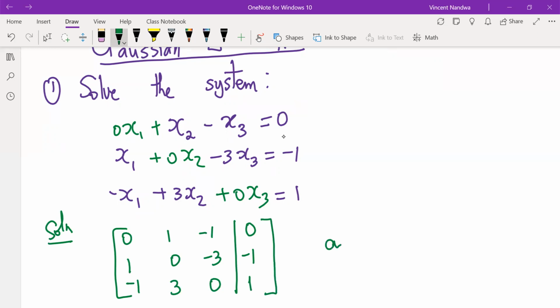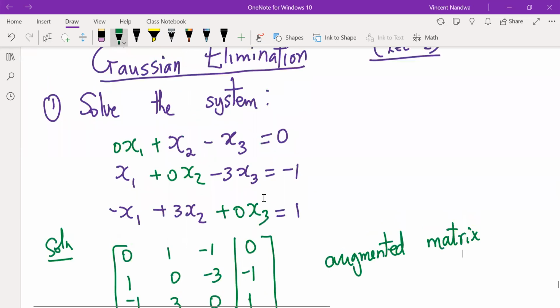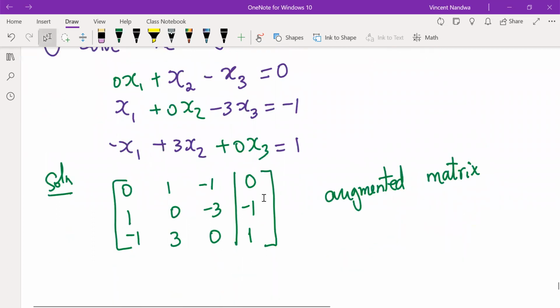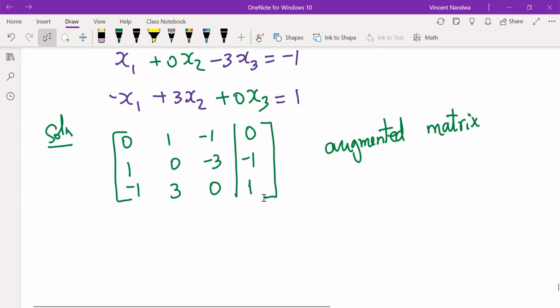This is what we call the augmented matrix. Now, we need to convert this matrix into row echelon form. And row echelon form, when you have a system with 3 equations, should be this structure.